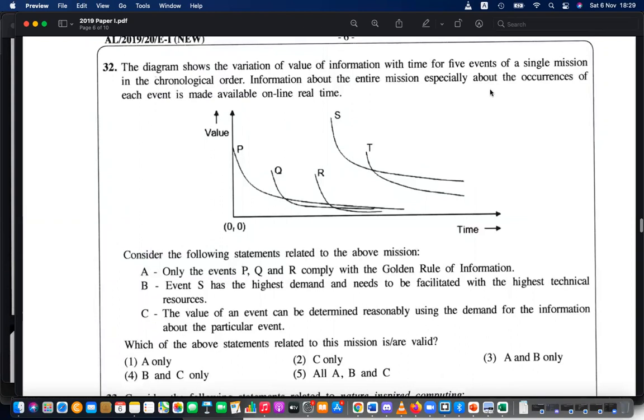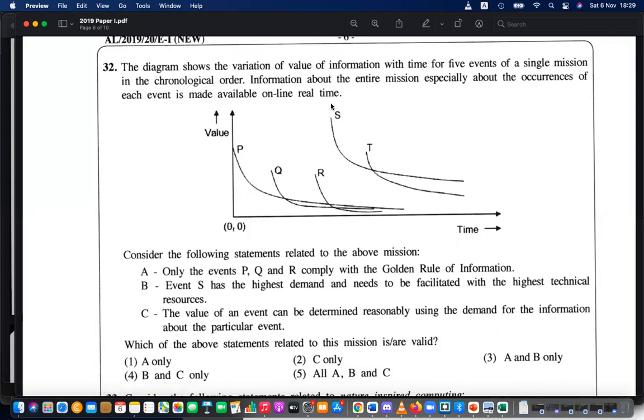Information about the entire mission, especially about the occurrences of each event. Only the events PQR comply with the golden rule of information. No, all are complying with the golden rule of information. So the starting value is high. When time goes, the value is diminishing. Event S has the highest demand and needs to be facilitated with the highest technical resources. Cannot exactly tell, but for event S you can see high demand and high value is showing.